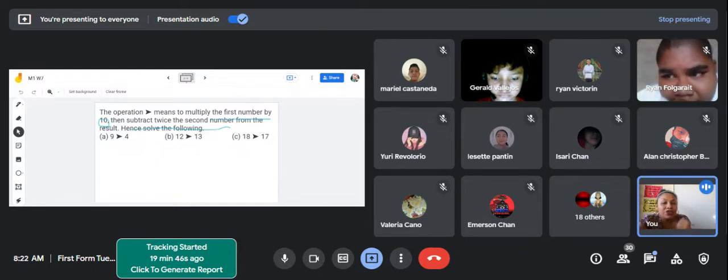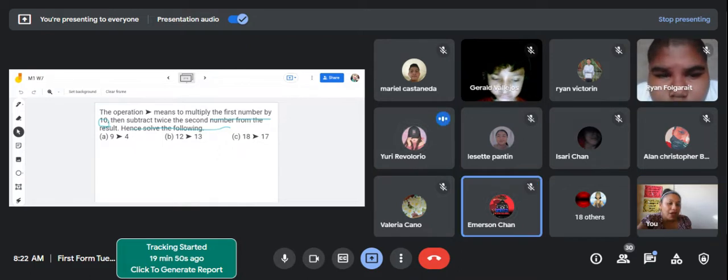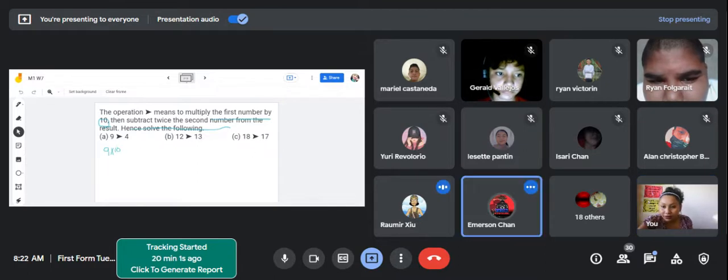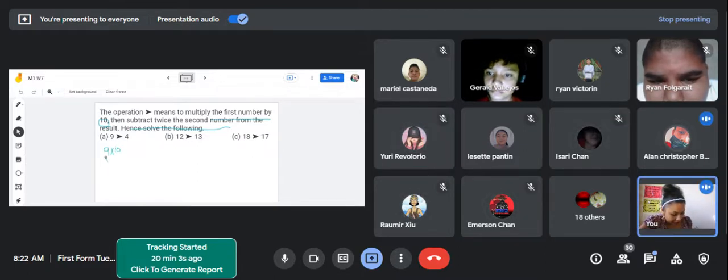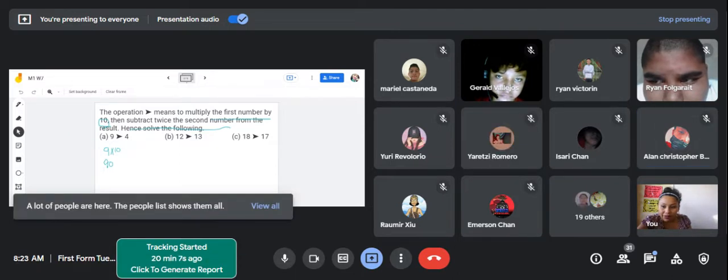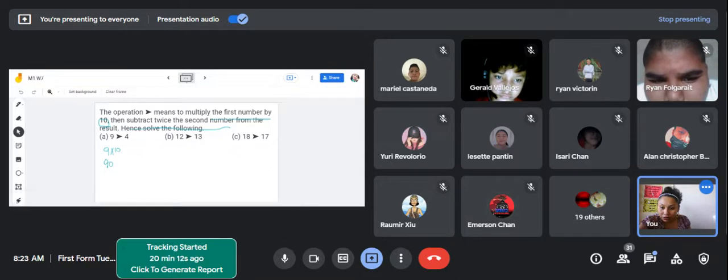So what am I doing to the first number? Multiply by 10. I'm timesing by 10. So that is the first thing that I'm going to be doing. 9 times 10. How much does that give you? 90. Very good. Okay. So we have the first part done.